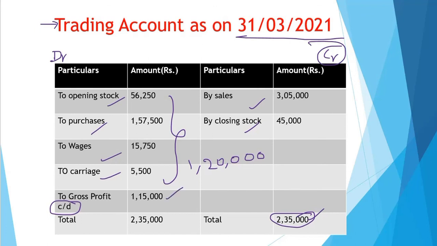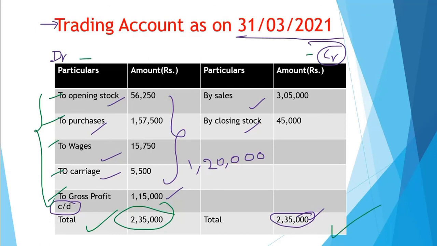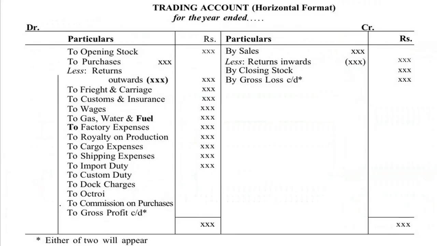Now just add up the whole thing, guys. That is opening stock, purchases, wages, carriage, gross profit. The total is now 2,35,000. Now the total on the debit side and the total on the credit side are the same, guys. Whenever the debit side equals the credit side, we call it a trading account. That's it, guys. It is very simple. We need to remember which things come under the debit side in the trading account and which things come under the credit side. These two things are more important.